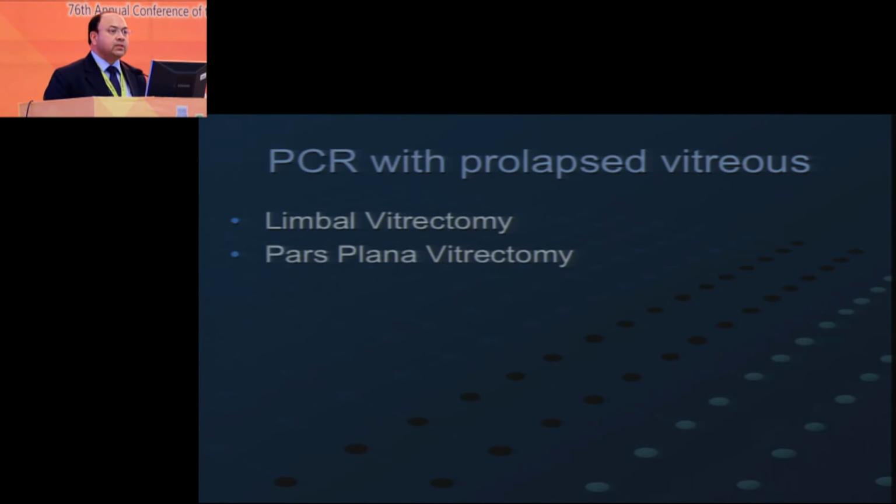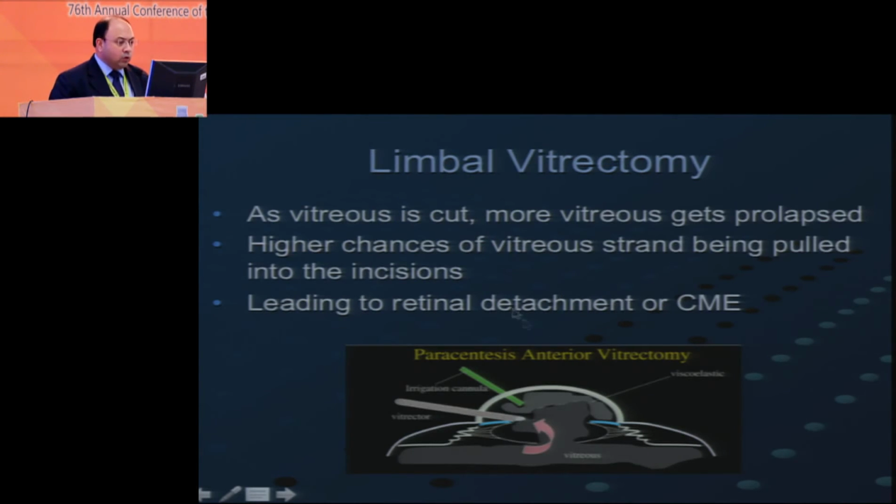So as we said, whenever there is a posterior capsular rent, we have two options. Either we can go through the limbal route or we can go through the pars plana route. When we go through the limbal route, as we cut more and more of the vitreous, more of the vitreous from the posterior compartment comes anteriorly, and while coming anteriorly, it increases the size of the PC rent. Also, there is a chance that during this procedure, we might be pulling onto the vitreous at the vitreous base, which can lead to a higher incidence of retinal detachment or cystoid macular edema post-operatively.